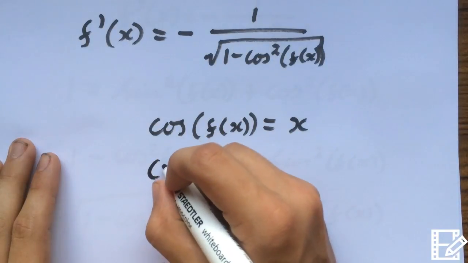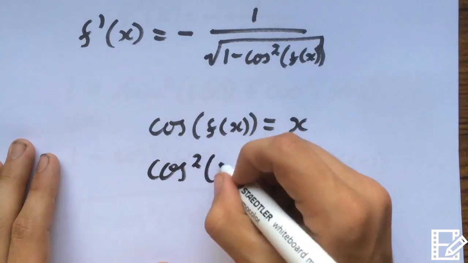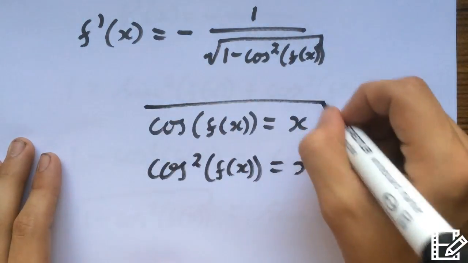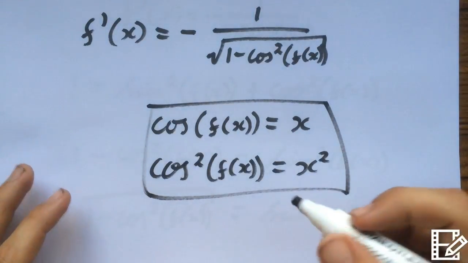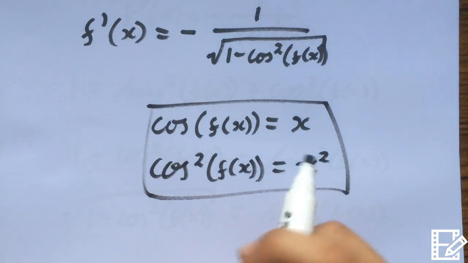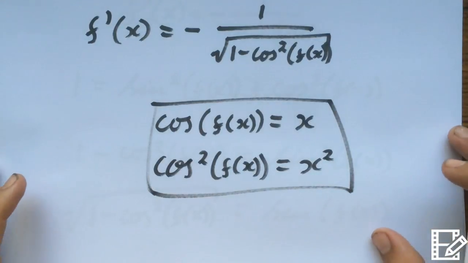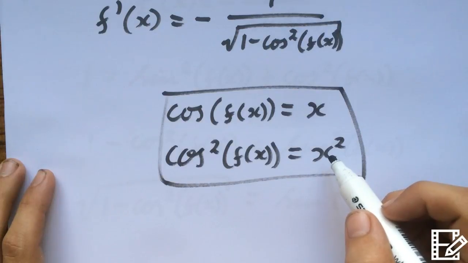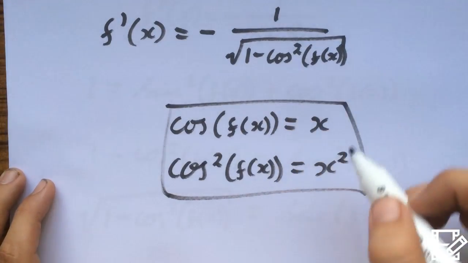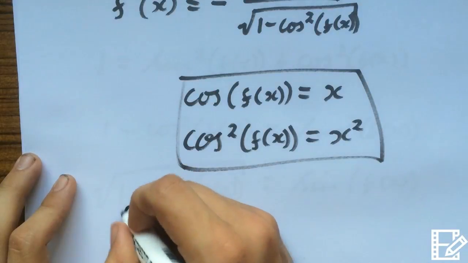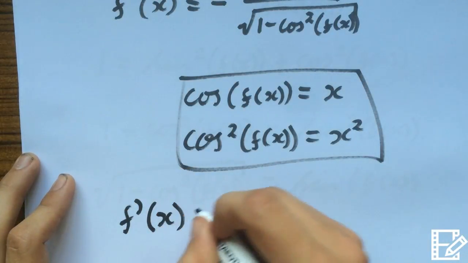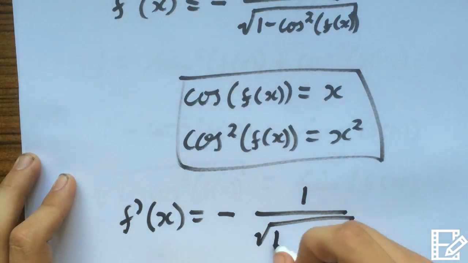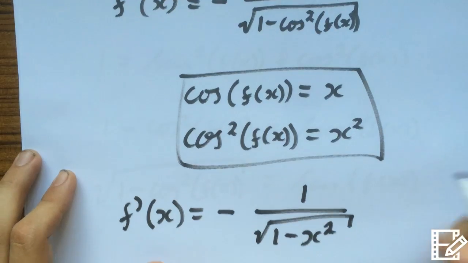Now, if we square both sides, it'll look like this. Now, you may have seen this, you may have not seen this, but I'm only doing it because if some people haven't seen it, I got to show them, because you got to learn it. Okay, so we have cos squared fx equals x squared. We can replace the cos squared fx with the x squared, and it will therefore look like negative 1 over square root of 1 minus x squared.